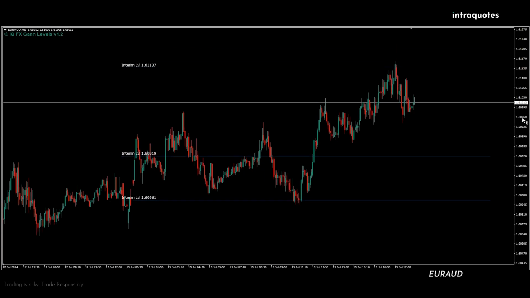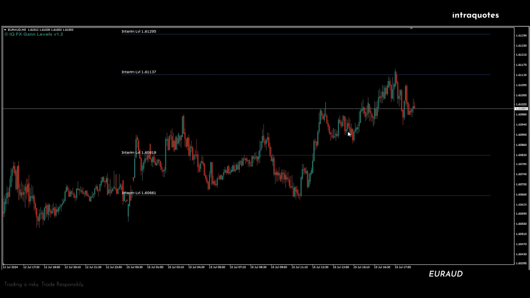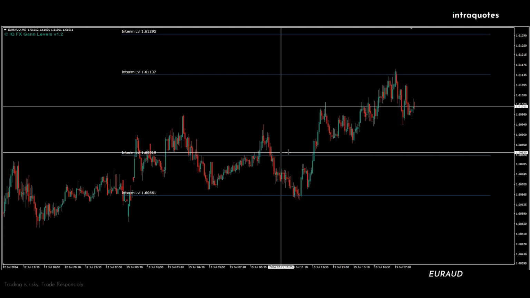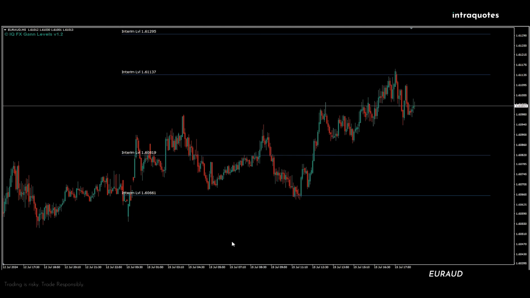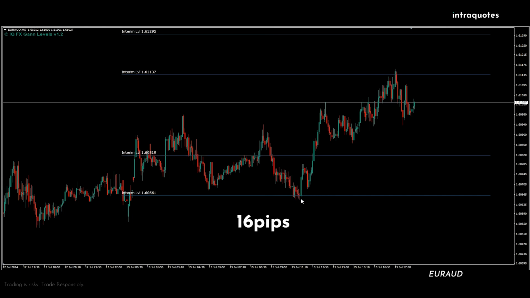Euro AUD supported by Gann level here and went bullish up to this interim Gann level. If we opened a trade here from this Gann level, we could have earned some 32 pips easily. And for some quick scalp here from this Gann level to this level, 16 pips.